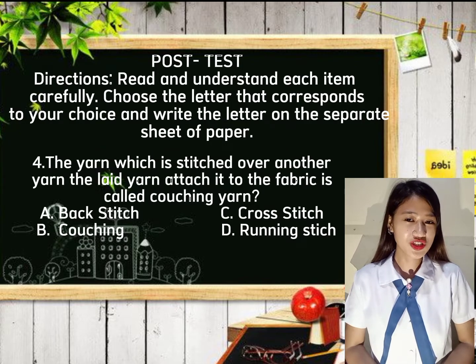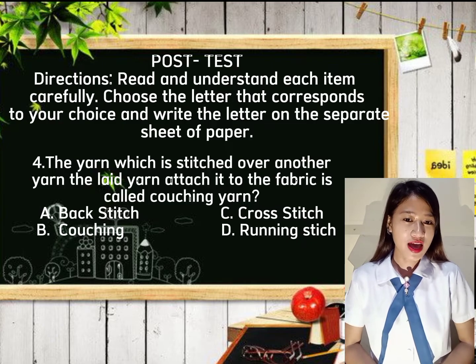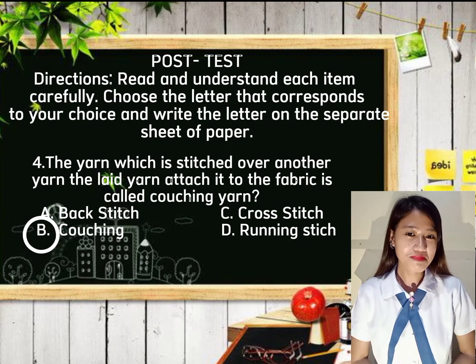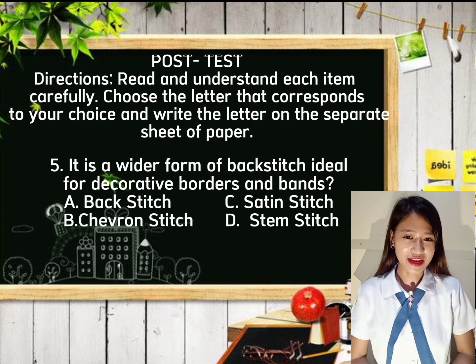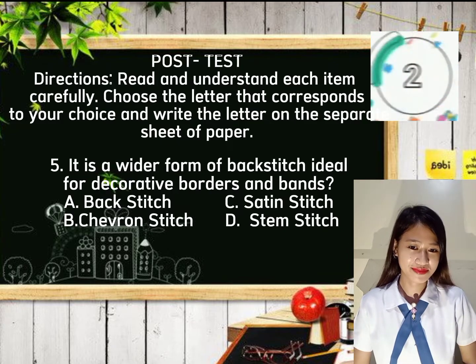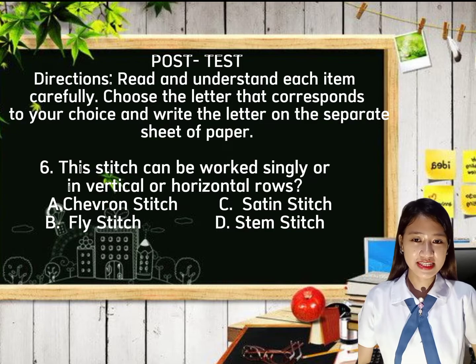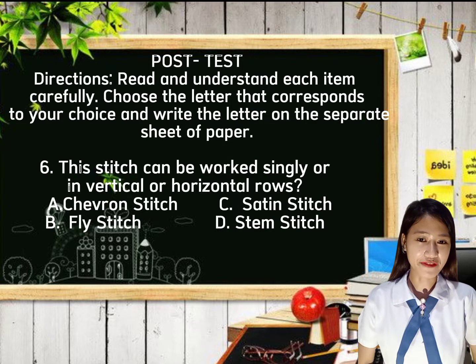Number 4. The yarn which is stitched over another yarn. The lead yarn attached to the fabric is called couching yarn. B. Couching. Number 5. It is a wider form of back stitch, ideal for decorative borders and bonds. B. Chevron stitch. Number 6. This stitch can be worked singly or in vertical or horizontal rows. A. Chevron stitch. B. Fly stitch. C. Satin stitch. Or D. Stem stitch.